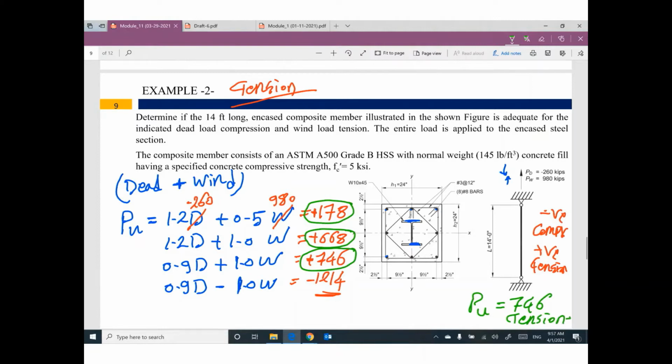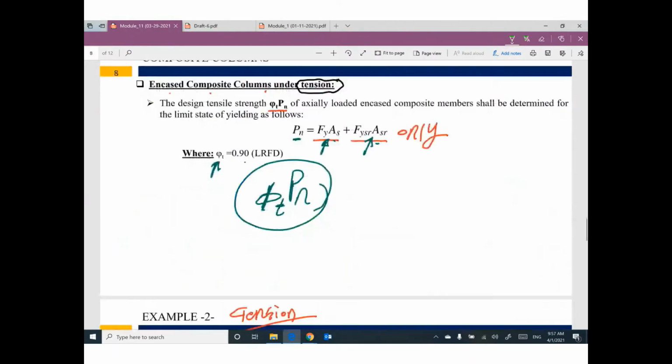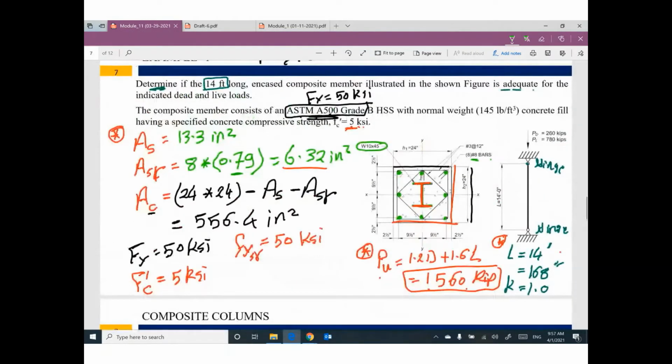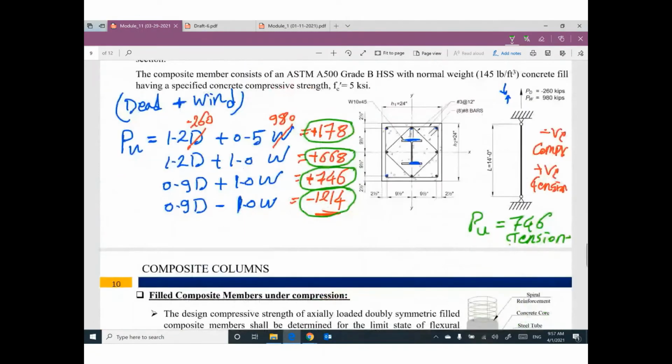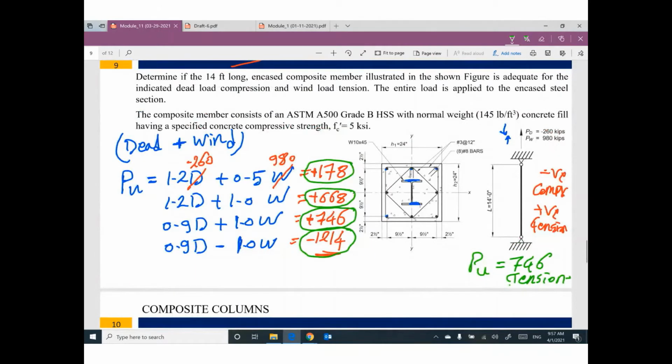So this problem should be solved 2 times. The first time against the tension, the second time against compression. If you would like to check the column against compression, 1214, you need to solve it like the previous example. Does that make sense? But right now I'm focusing only on the tension worst case. Tension worst case.